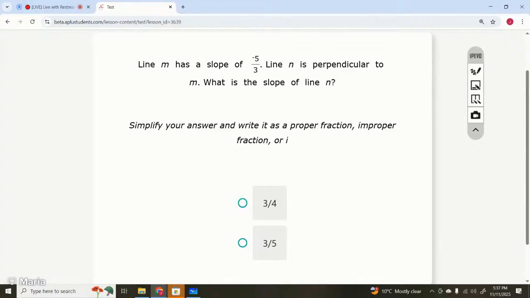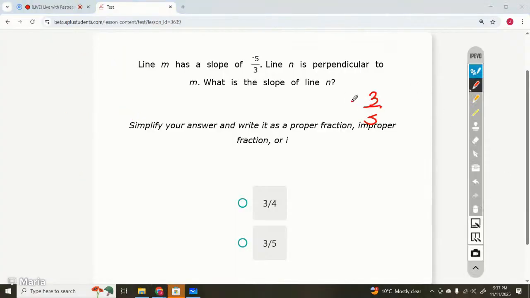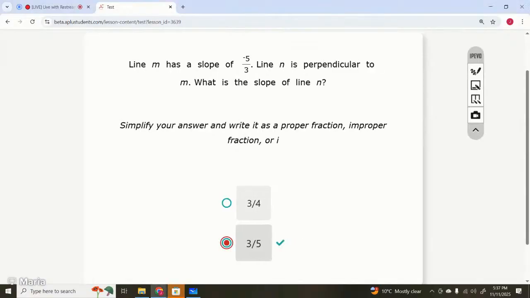Line M has a slope of negative 5 by 3 and line N is perpendicular to M. What is the slope of line N? So the two lines are perpendicular. Their slopes are negative reciprocals. Reciprocal means you need to interchange the numerator and denominator. So that would be 3 by 5, and it is already negative, so the sign flips. The correct option is 3 by 5. Option number 2 is the correct option.